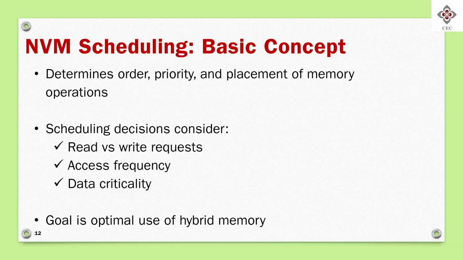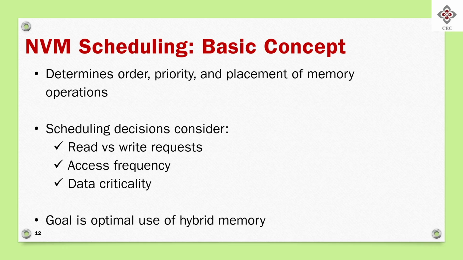The basic concept in NVM scheduling is determining the order, priority and placement of memory operations. This will enhance the performance of the system, and the throughput also will depend on this order, priority and placement of memory operations. The scheduling decisions consider three factors: read versus write request, access frequency and data criticality. These are the main decision parameters that you have to consider.